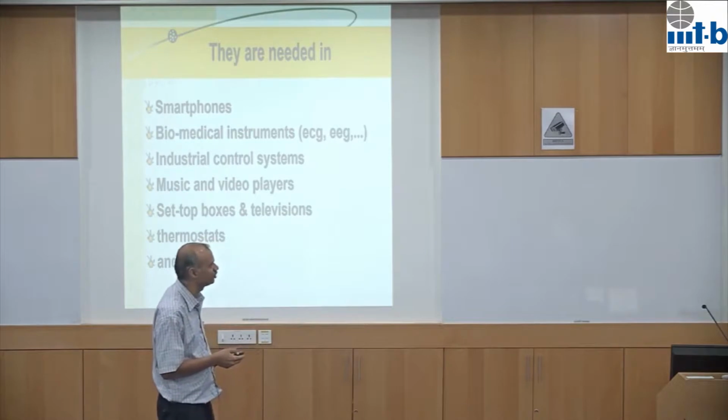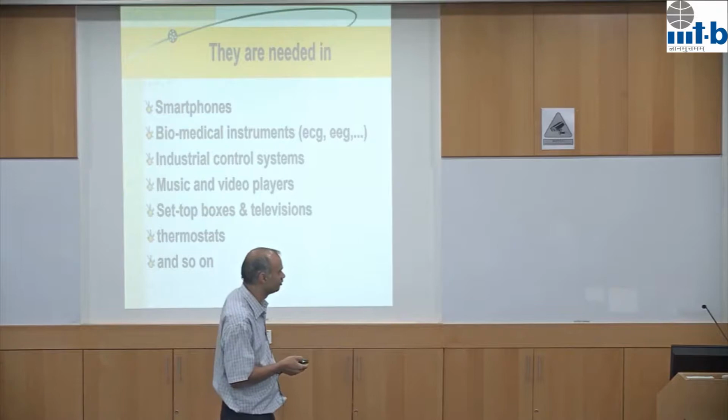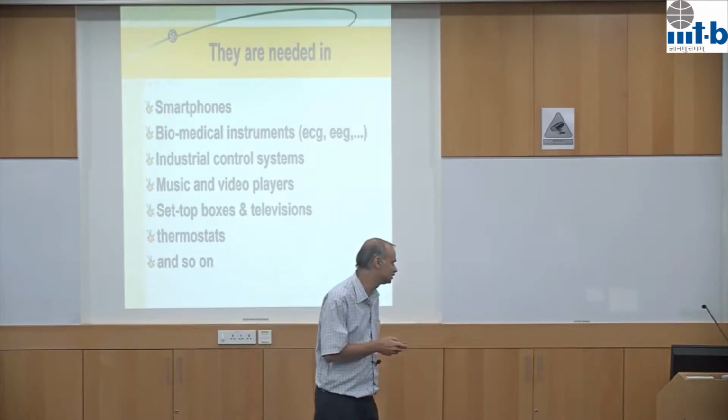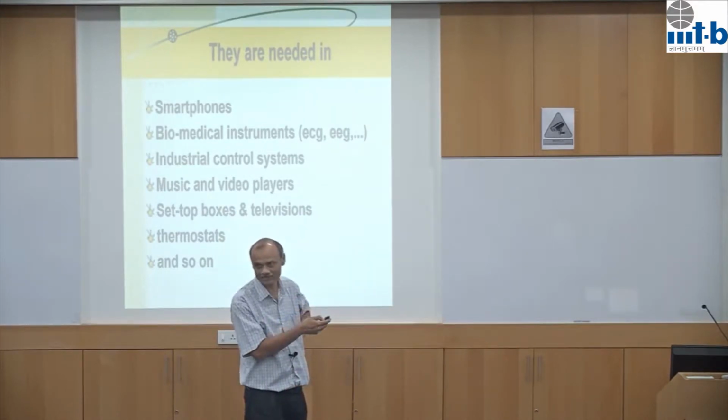Smartphones have probably about 3 D to A converters, maybe more. Biomedical instrumentation, ECG, EEG, video players, set-top boxes, TVs, thermostats, a lot of them. So they are very useful, they are pervasive.